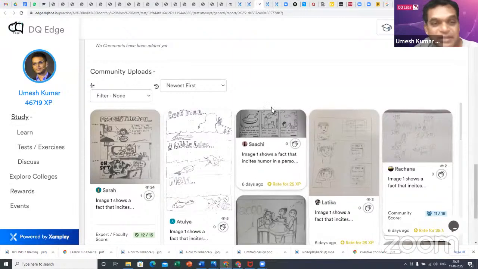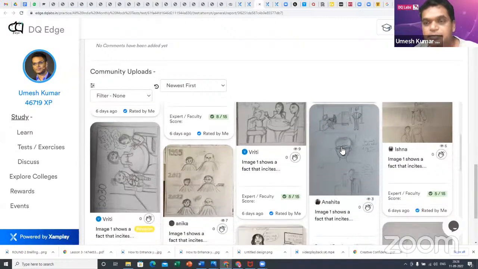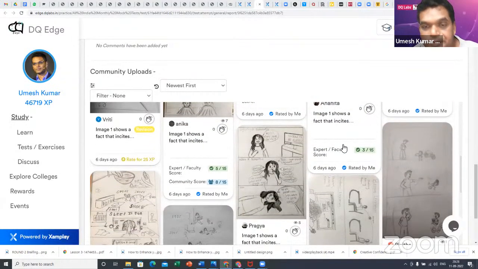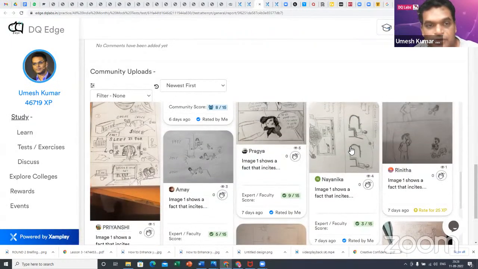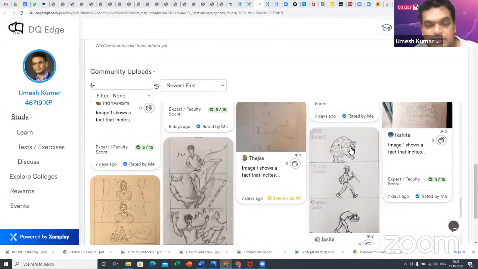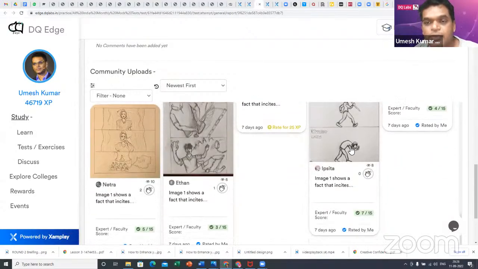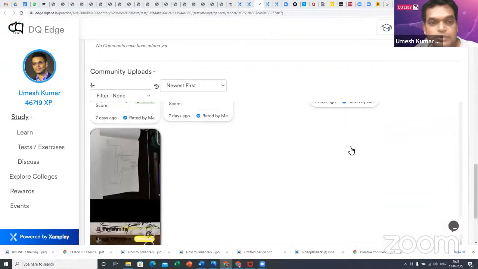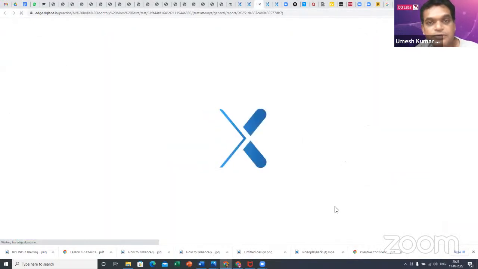Right. So let us quickly check some of the works done by the students. In fact, there were a couple of them which were pretty neat. So let me just refresh my screen.